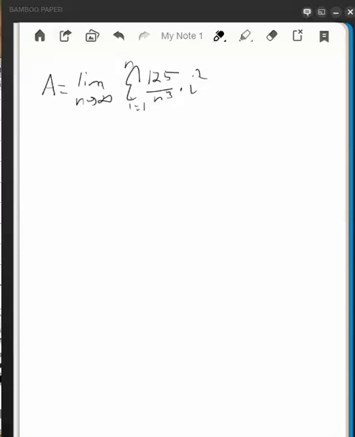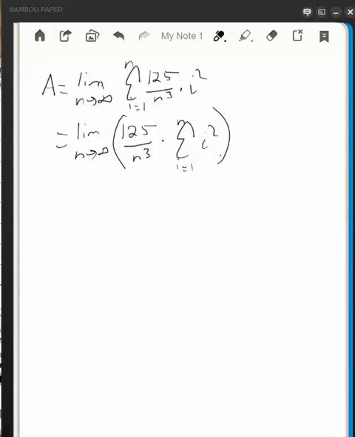Now, we still don't know how to deal with all this yet, but I can tell you this. n is a number. Whether it's 2, 200, 2,000, 2 million, 2 billion, it's still just a number. So 125 over n cubed is just some number, so I'm just going to factor that out. I still have to deal with the limit. I can't take care of that yet. But I'm going to factor out the 125 over n cubed and then times my sigma notation from 1 to n for i squared.